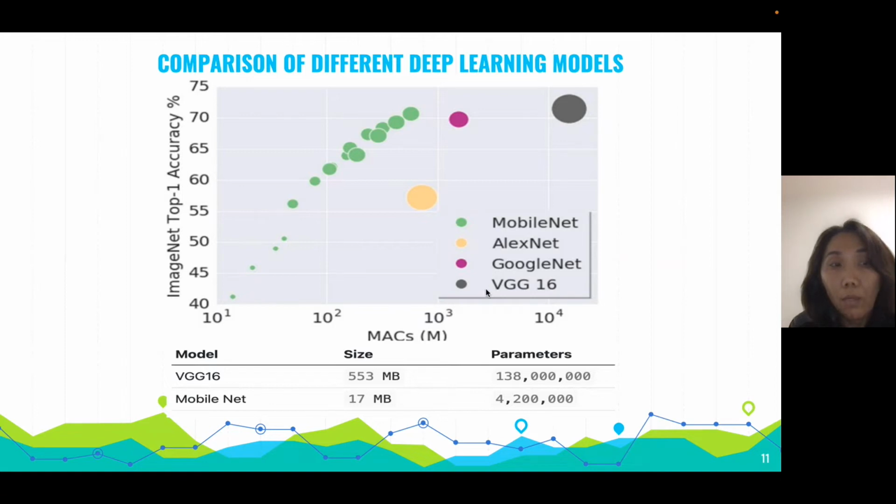The speed and power consumption of a network is proportional to the number of MACs, multiply-accumulates, which is a measure of the number of fused multiplication and addition operations. In this graph, we can see that another popular model like VGG16 has higher MACs, meaning higher power consumption, compared to MobileNet, with a relatively small accuracy difference. MobileNet has a smaller size compared to VGG16 due to fewer parameters.